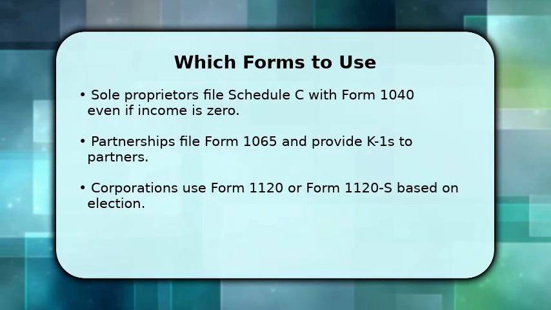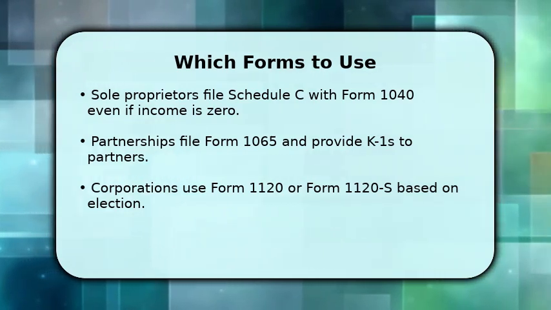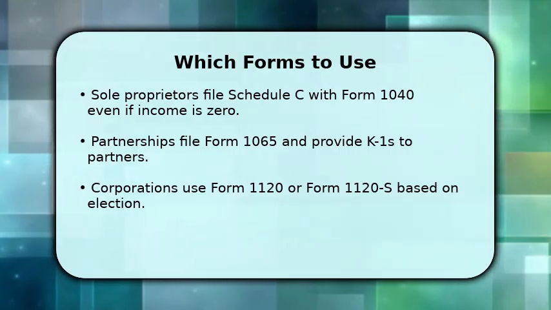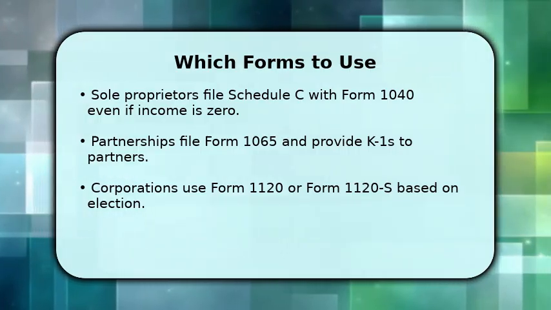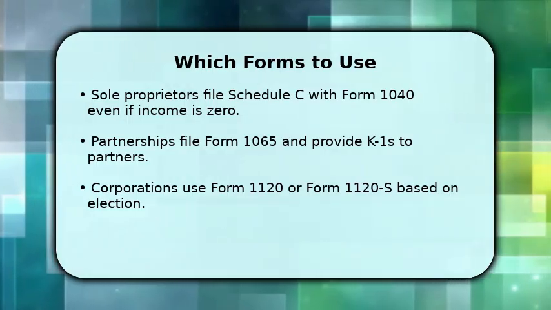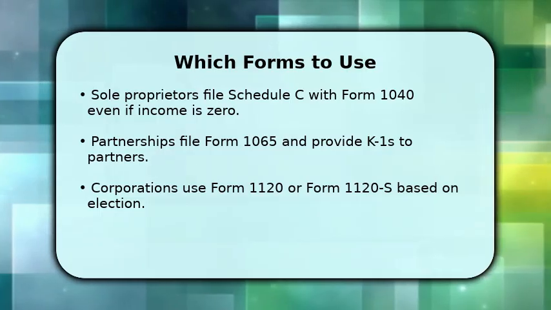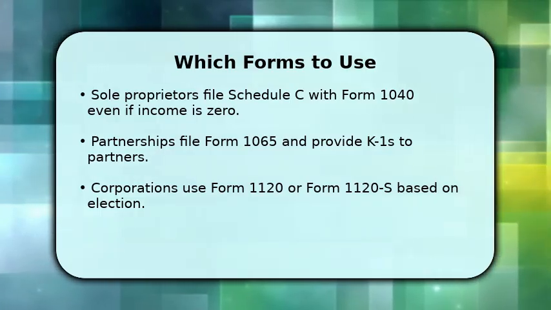penalties. Decide which federal form fits your entity before preparing anything else. If you are a sole proprietor, include Schedule C on Form 1040 and report expenses. Partnerships use Form 1065 with K1. Corporations file Form 1120 or 1120S.